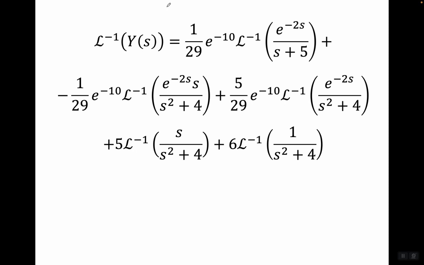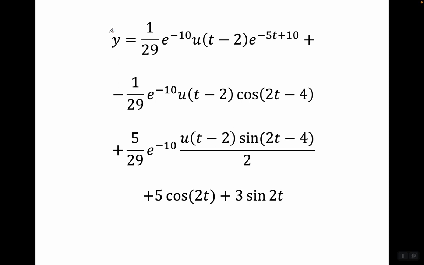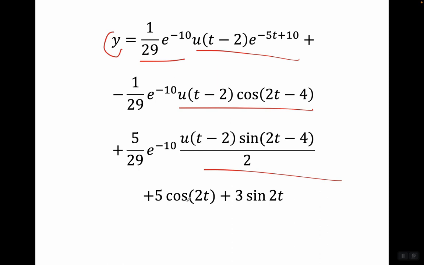So this is the slide we saw earlier. We have the inverse Laplace transform of Y of s equals blah, blah, blah, times this inverse Laplace transform, etc. Now we're going to replace all these inverse Laplace transforms. We've seen what this left side is. That's just plain y. So we have y equals 1/29 e to the negative 10 times the inverse Laplace transform. That's what we wanted to find. Plus negative 1/29 e to the negative 10 times the other inverse Laplace transform. Plus 5/29 e to the negative 10 times this inverse Laplace transform, really. Plus 5 cosine 2t plus 3 sine 2t.